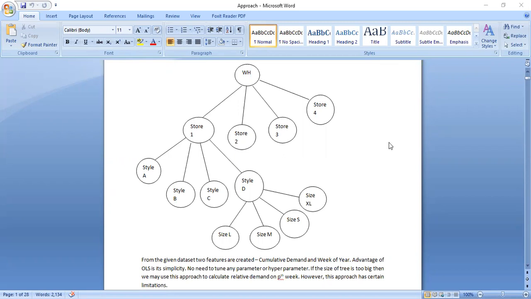The company shared two questions. One is related to optimization, and the second one is related to data science. So question number two I will discuss here. If you check this graph, at the root node we have one warehouse, the warehouse has four stores, each store has four different styles, and each style has different sizes.